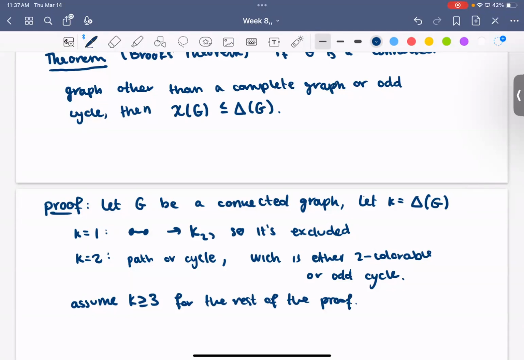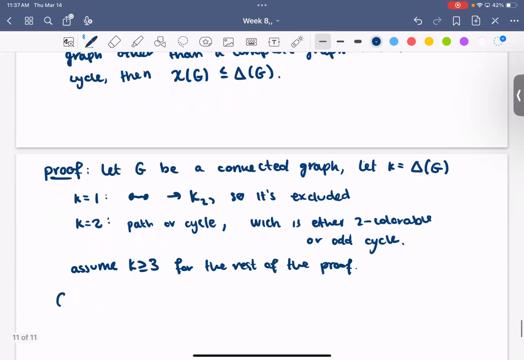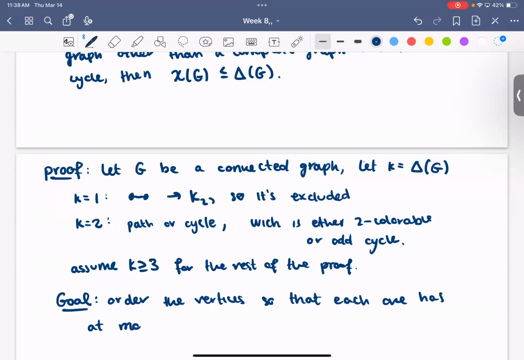Okay, so our goal is going to be to order the vertices so that each vertex has at most K minus 1 lower indexed neighbors.